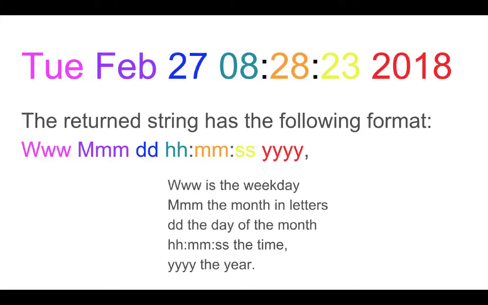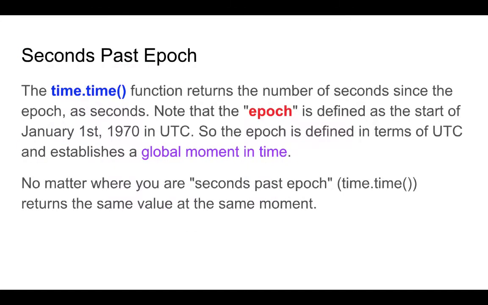It has the weekday, the month in letters, the day of the month. It then has hours, minutes, seconds, and then the year. So if we use the function time.time, the function returns a number of seconds since epoch. Epoch is defined as the start of January the 1st, 1970 UTC, and established as the global moment in time. No matter where you are in seconds past epoch, so time.time() returns the same value at the same moment. So let's put that into practice and go time.time().